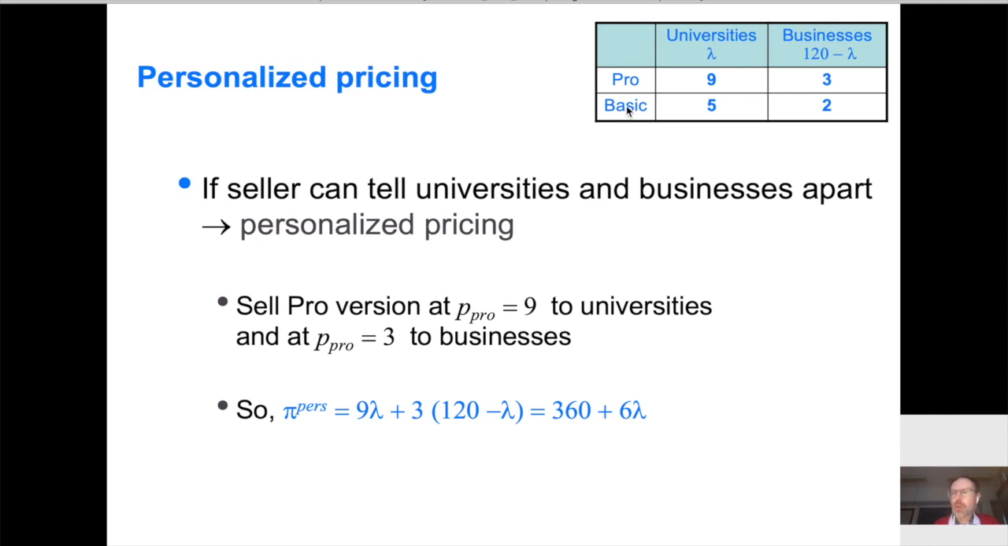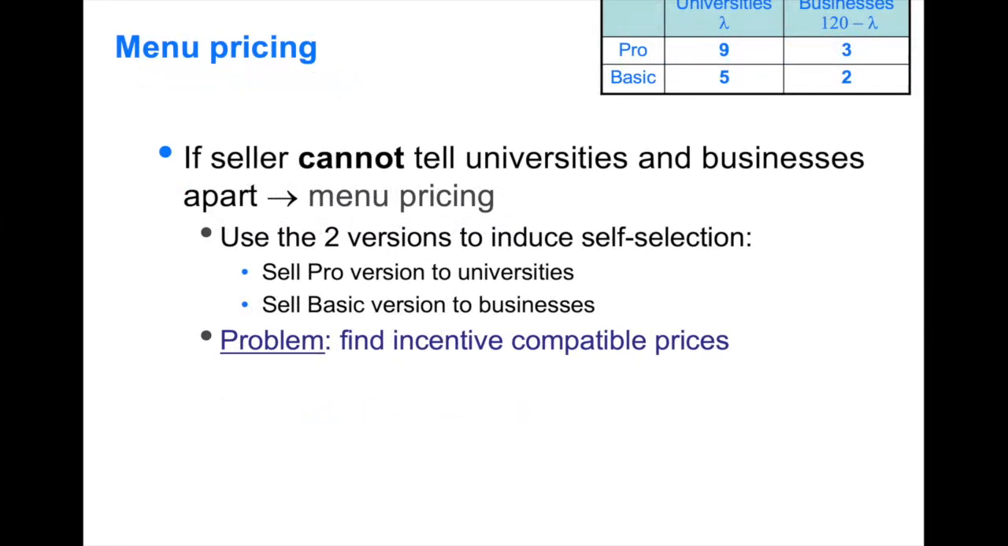This is for sure less profitable, so you sell the pro version, but now you can sell it at the highest price for universities and at the higher price for businesses. Okay, no need to set a uniform price here. Let us now turn to menu pricing.